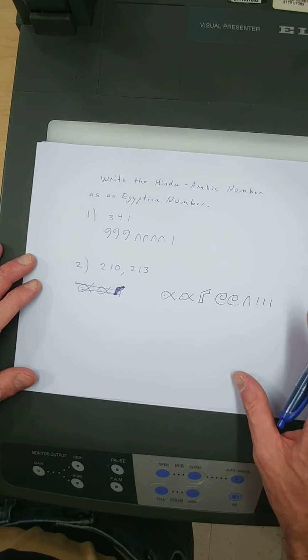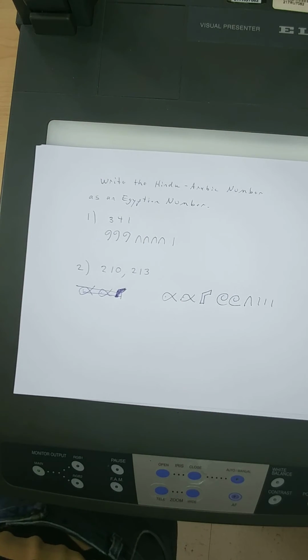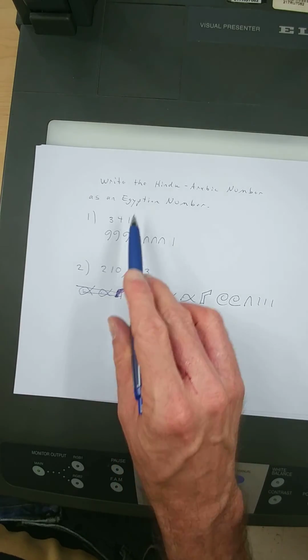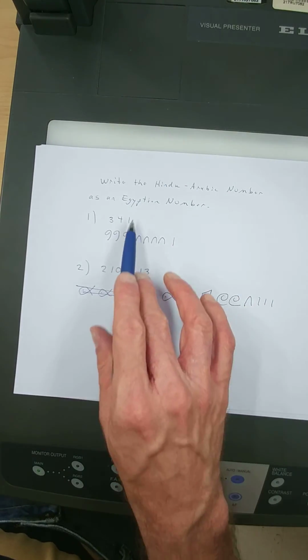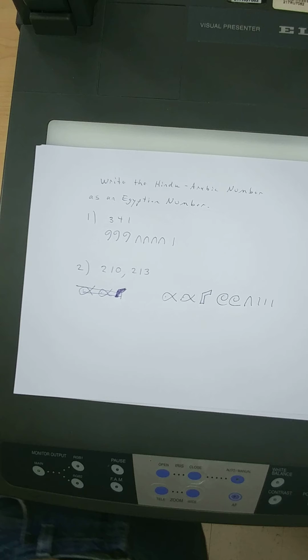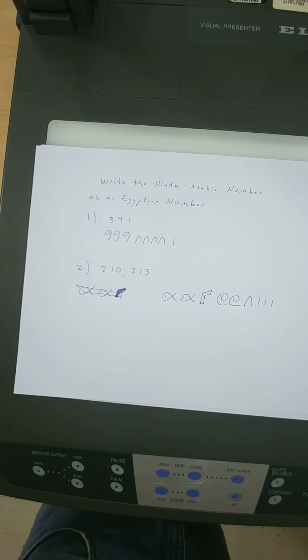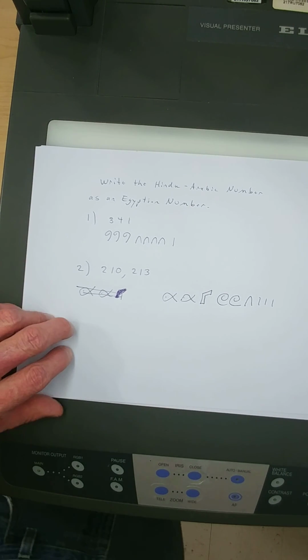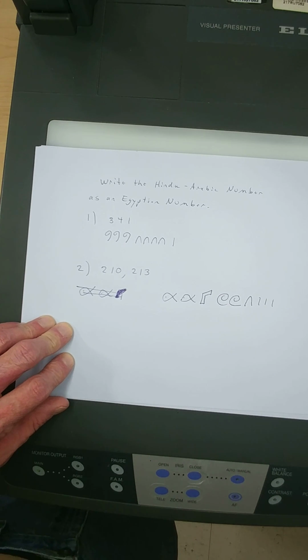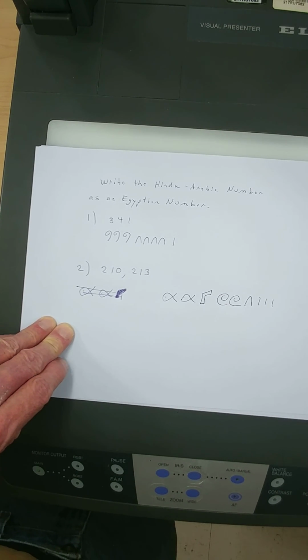And actually, this is a short unit. That's all you're really going to have to do on the homework: take a Hindu-Arabic number, write it out in Egyptian symbols or as an Egyptian hieroglyphic, and then vice versa, given the Egyptian hieroglyphic, write it as a Hindu-Arabic number. The next video will be on Roman numerals.